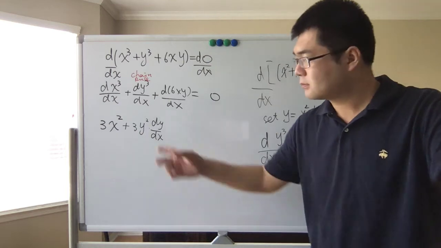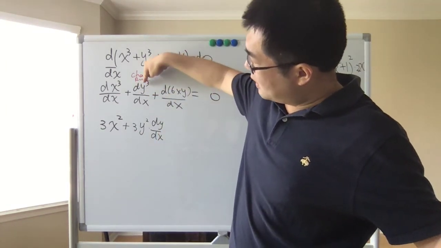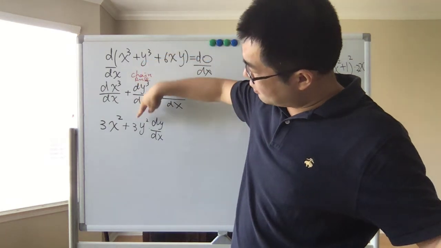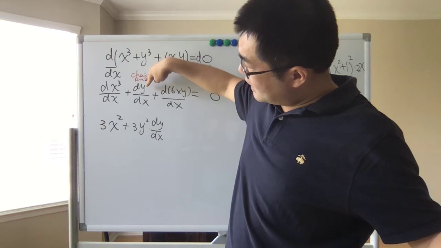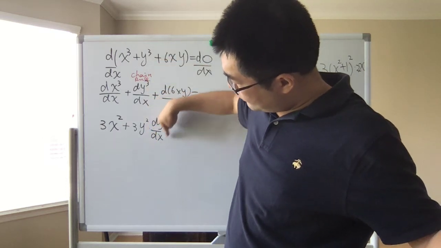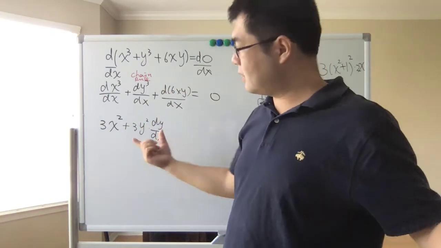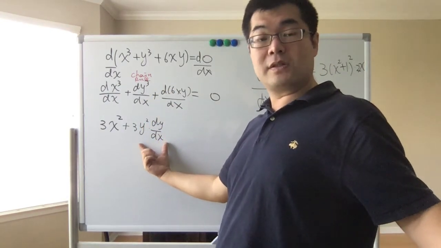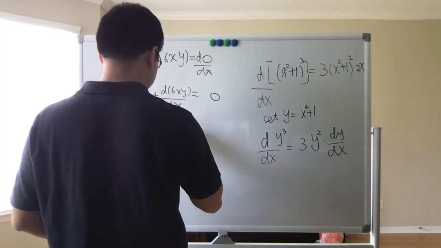And so what we'll do is apply the power rule, which is 3 times y squared, and then times dy/dx, which is the derivative of the inside function. Do you see that? This actually is exactly using the chain rule. Now let's move on to this one.